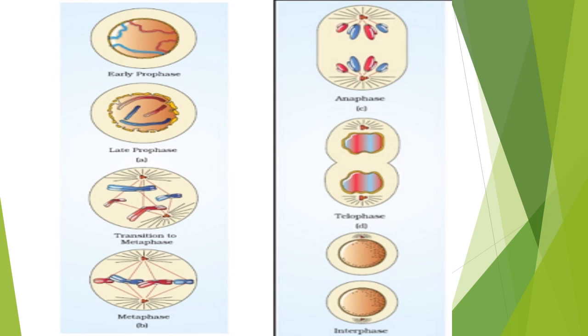This is the diagram: number 1 is early prophase, then late prophase. Next one is the stage before metaphase starts, and the fourth one is metaphase. You can see all chromosomes are coming onto the equatorial plate.